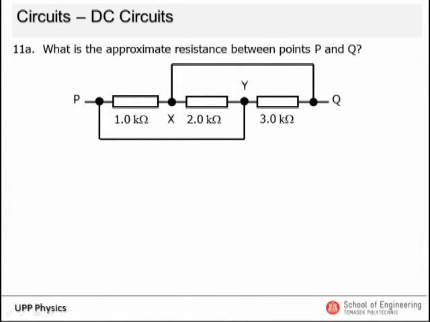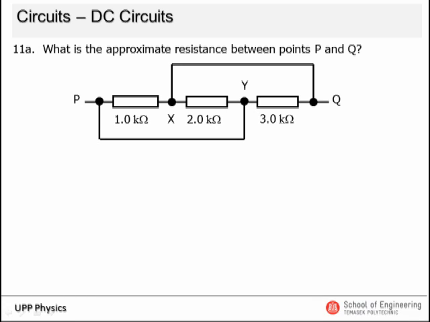In this question, we will be looking at DC circuits and capacitance. There are two parts to this question. Let's take a look at the first part of the question. What is the approximate resistance between points P and Q, as shown in the circuit diagram in this question?